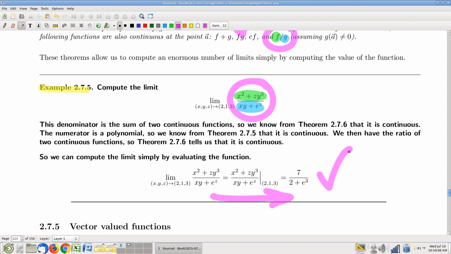Yep. Does that include, I guess, functions that don't pass the vertical line test, like y squared, for example? Or could you... What do you mean?